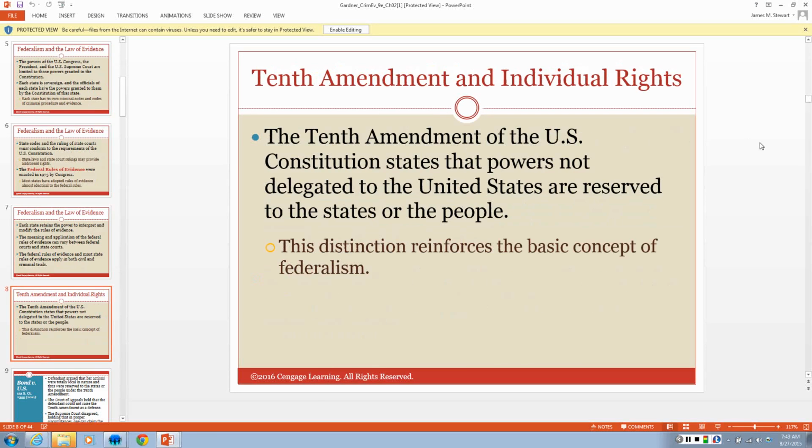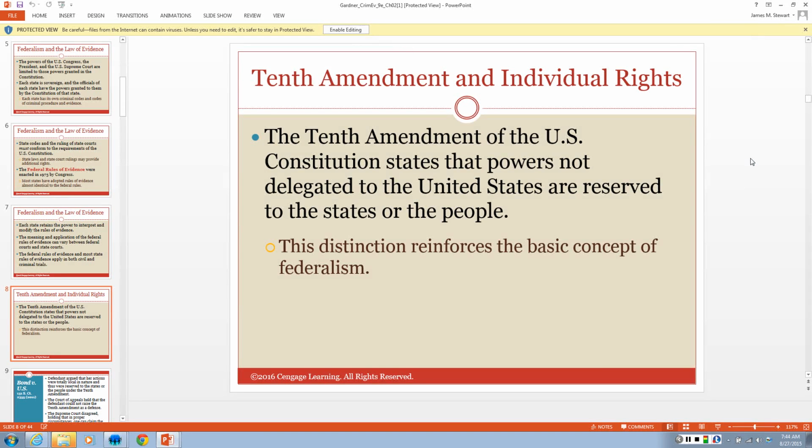The 10th Amendment is really what gives us this idea of federalism. The 10th Amendment of the U.S. Constitution states that powers not delegated to the United States are reserved to the states or the people. That means that whatever powers are not given to the federal government are reserved to the states themselves, each individual state or the people therein, to make whatever laws or give the citizens of that state whatever powers or freedoms that they choose.